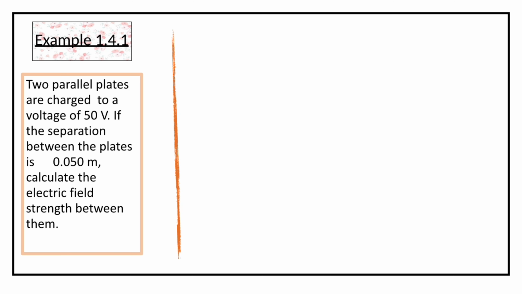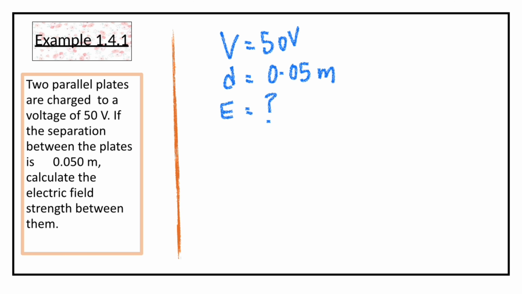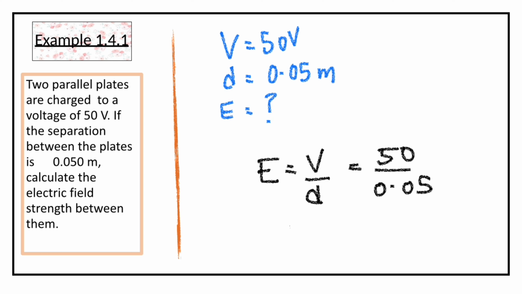Alright, now look at example 1.4.1. We have two parallel plates with voltage 50 volt. The separation distance between them is 0.05 meter. Calculate the electric field strength between them. So we need to find E. What is the equation that we have learned before this? Yes, it is E equals V over D. So substitute the values, 50 divided by 0.05, and we will get 1000 volt per meter.